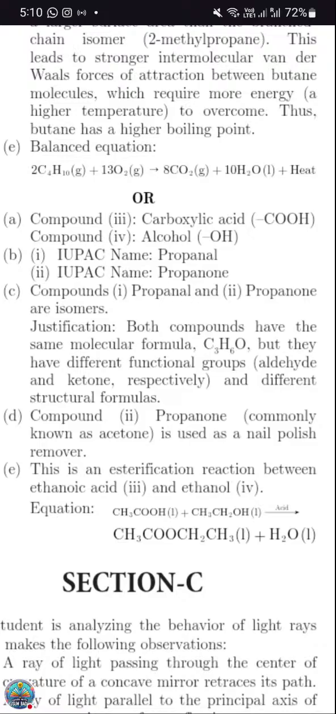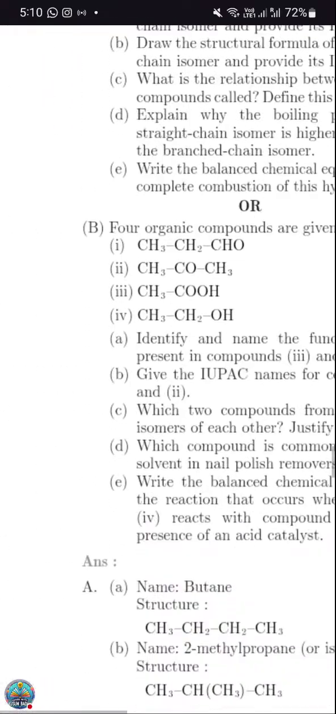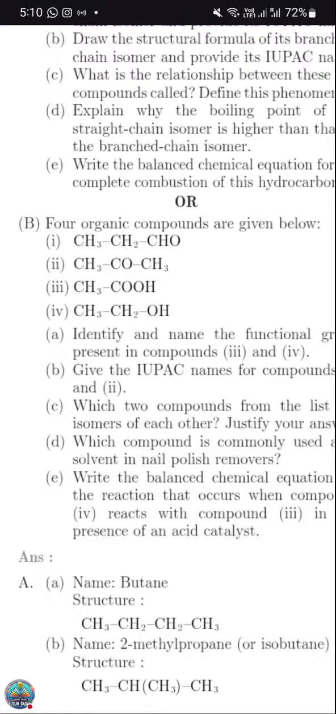Okay. Now the next question. 4 organic compounds are there. This is the test for you. You need to give answers now. So first, 4 organic compounds are given below. Identify the name of the functional group present. What is the functional group of the first one? Name the functional group of the first one. Fast. Functional group of the first.